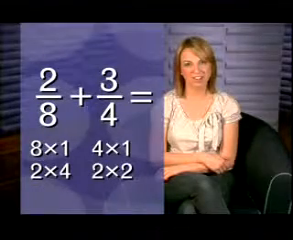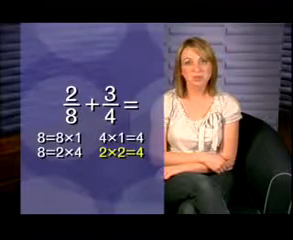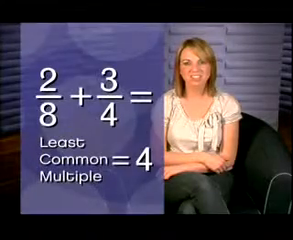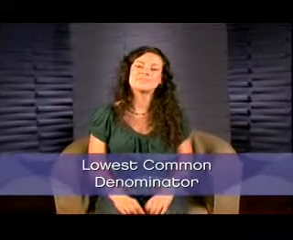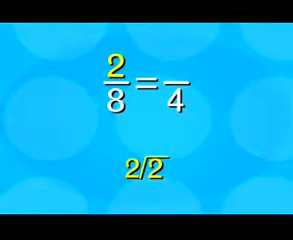Moving to the 4, let's list the multiples. 2 times 2 is 4. So is 4 times 1. We can stop because we found a match. The least common multiple is 4. Now we solve for the lowest common denominator. 4 goes into 8 2 times. 2 goes into 2 1 time.